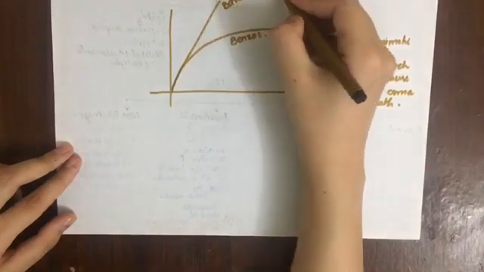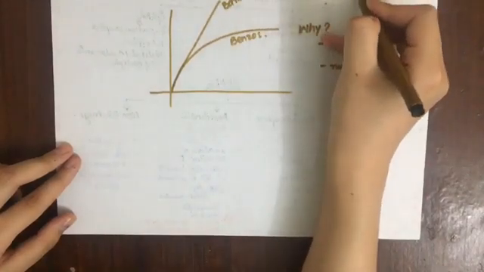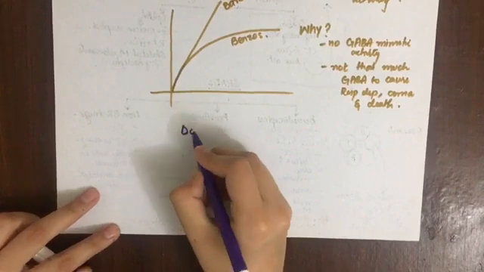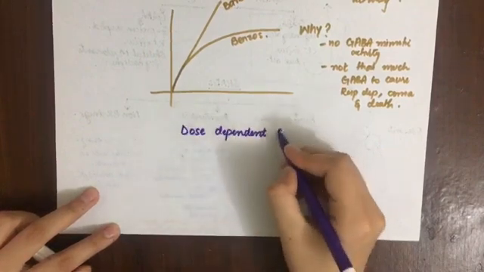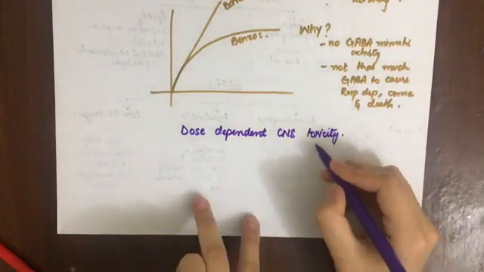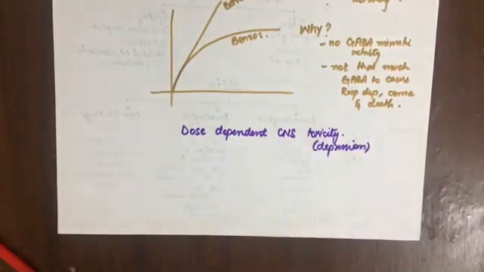Barbiturates, on the other hand, at high doses have GABA-mimetic activity. That means that they lead to coma and respiratory depression and death if they are overdosed. That's all about the introduction.